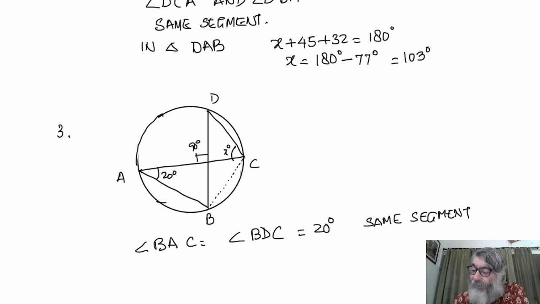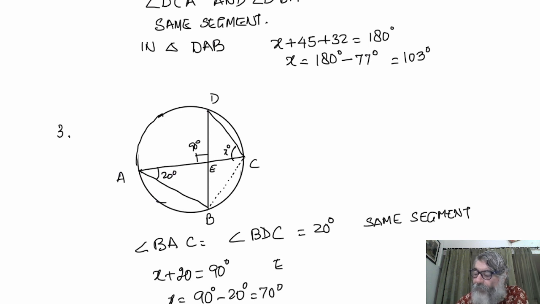So x plus 20 should be equal to 90 degrees. Now what is this? Suppose I name this E. The exterior angle of triangle DEC, the exterior angle is DEA, which will be equal to the sum of the opposite interior angles. So x plus 20 is equal to 90, so x will be 90 minus 20, which comes out to be 70.